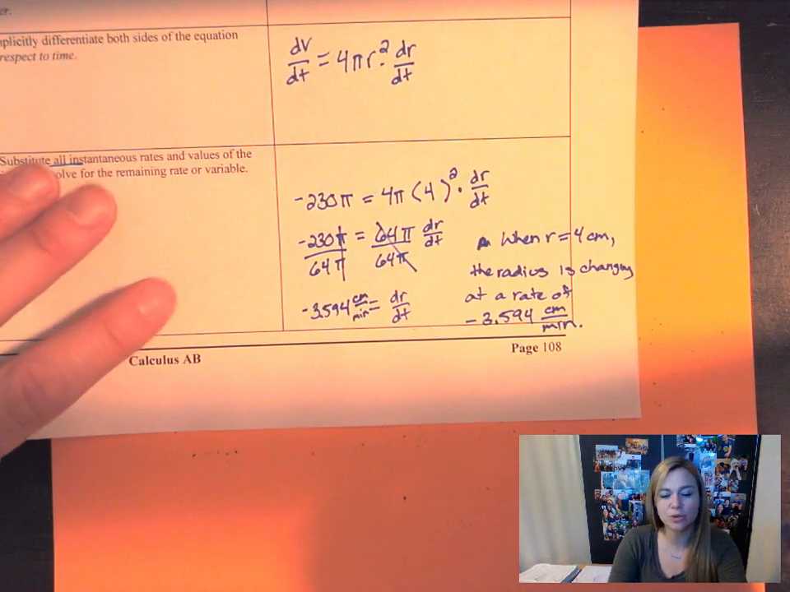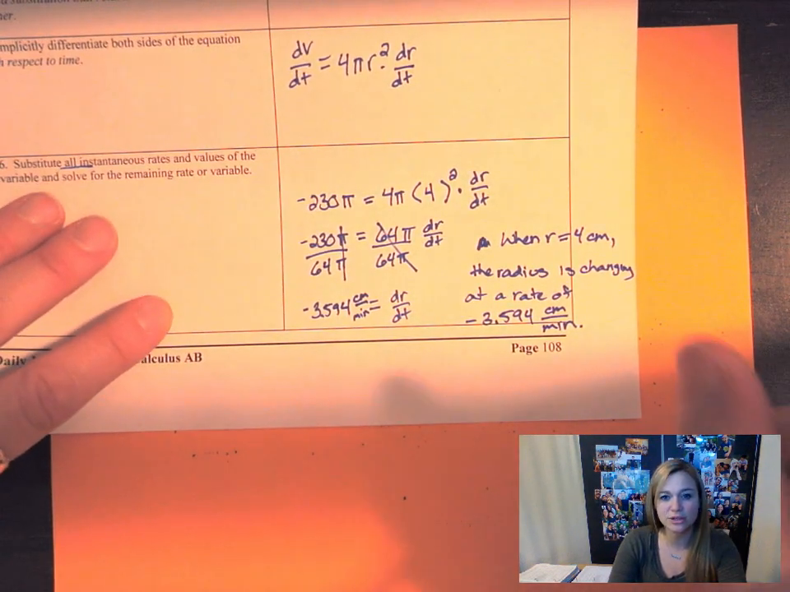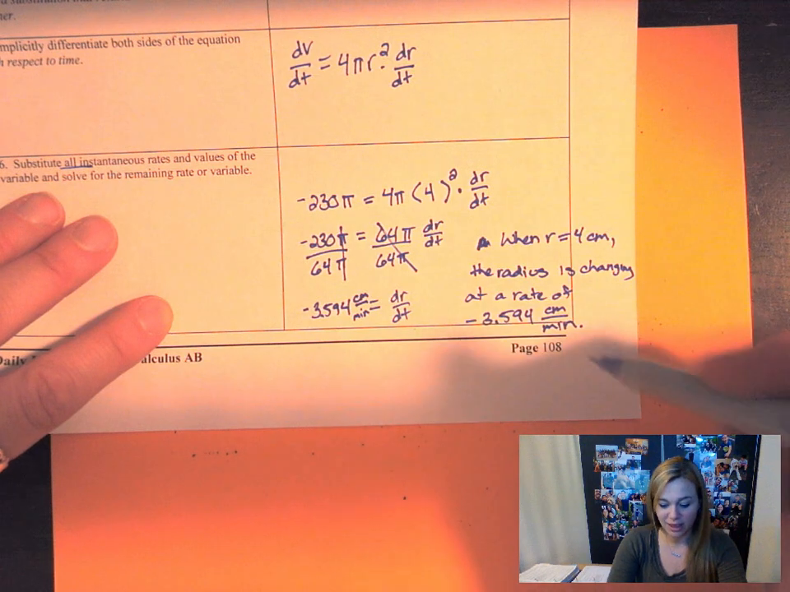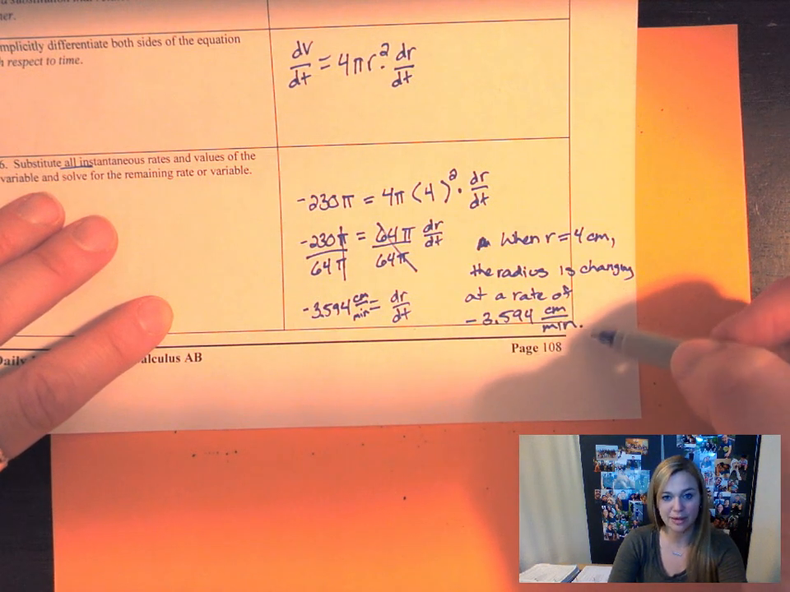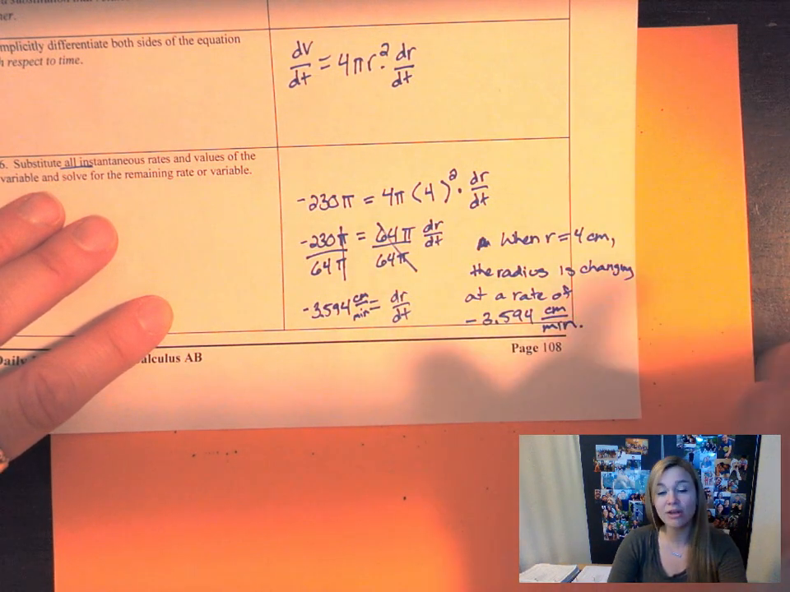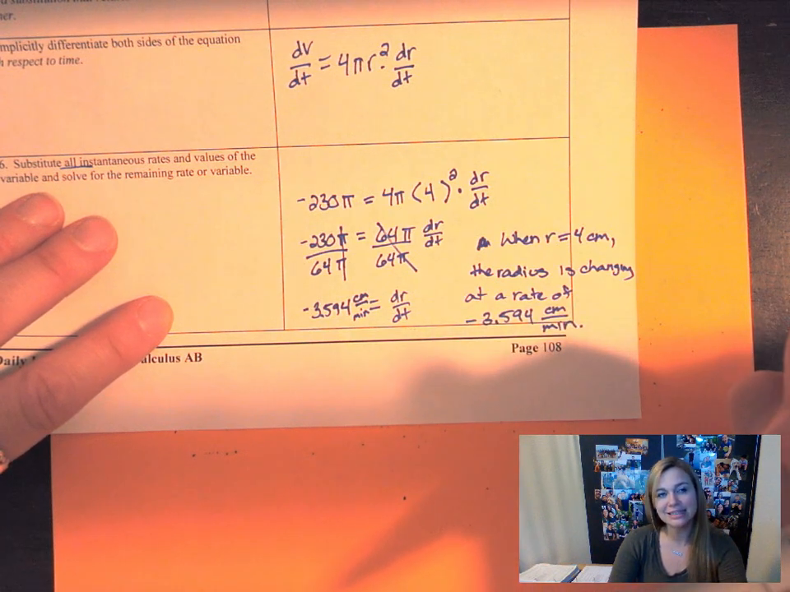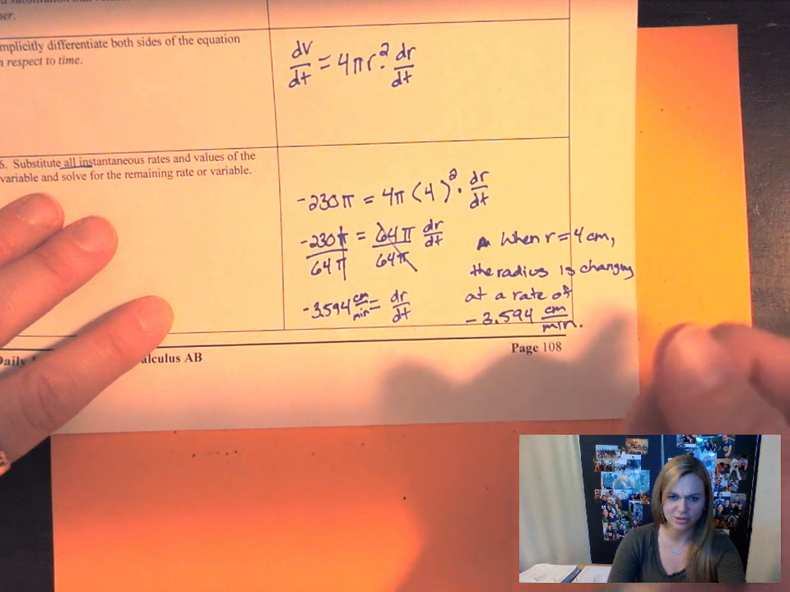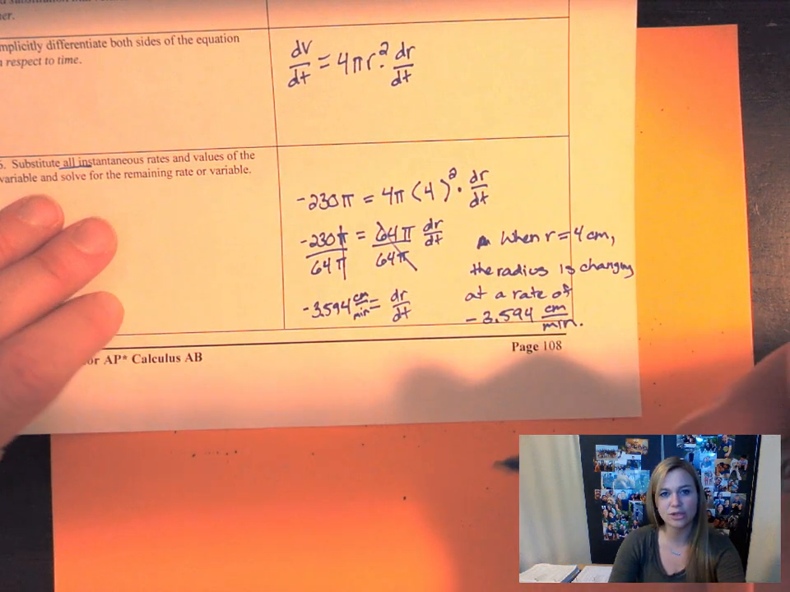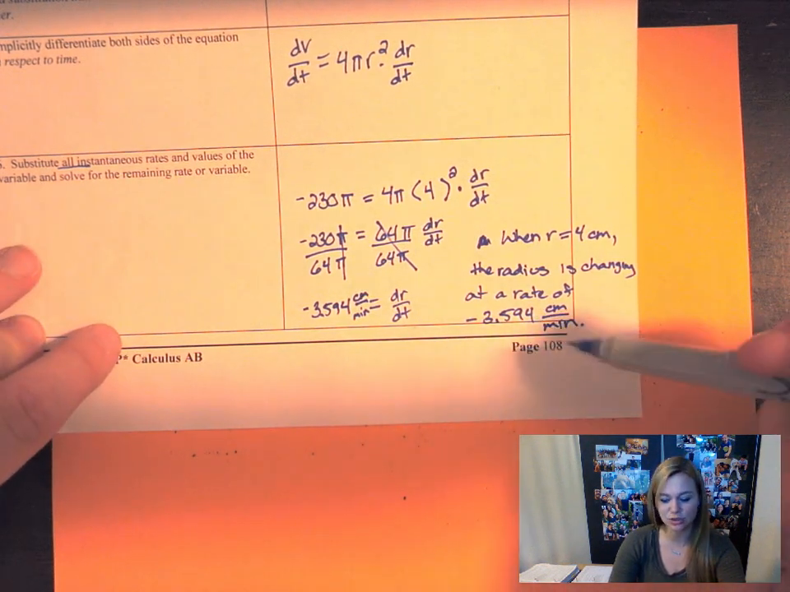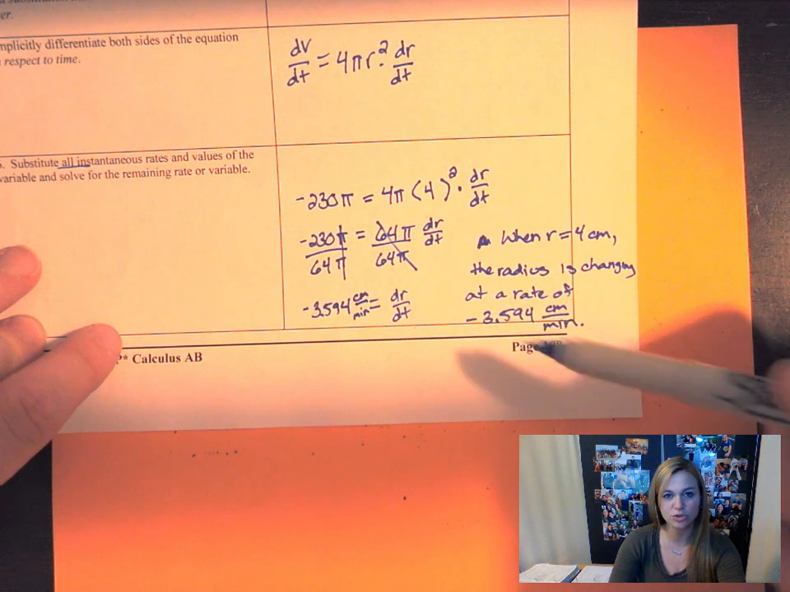We did it! So we can say at a particular moment, when the radius is 4 centimeters, the radius is changing at a rate of negative 3.594 centimeters per minute. I'm being very intentional in the way that I'm talking about this. I'm not going to say decreasing, because I can't say decreasing at a negative rate, because that would actually mean increasing. So be careful with your language. If you use decreasing, the radius is decreasing, make sure that you change this final answer to positive.